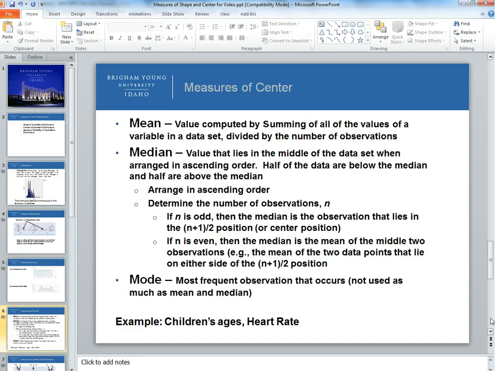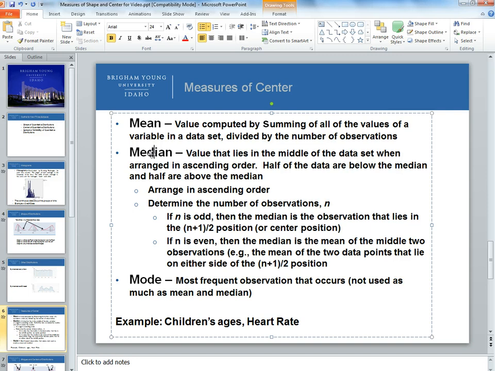Okay, now the next item we want to talk about is the measure of center. There are three different types of measures of center: the mean, the median, and the mode. We're going to focus primarily on the mean and the median, and touch briefly on the mode. Now the mean is basically summing up all the observations and then dividing by the number of observations. The median is basically the number that lies in the middle of the data set after you arrange it in ascending order.